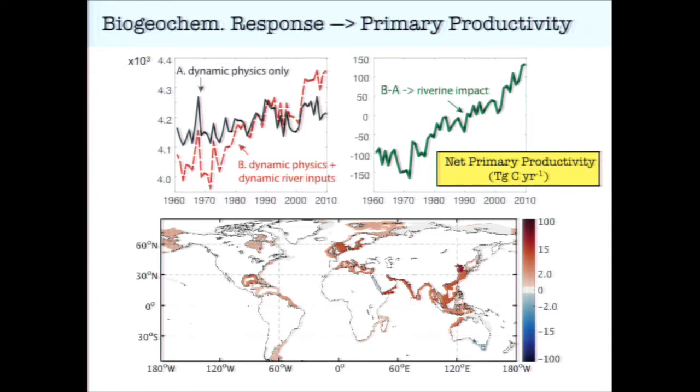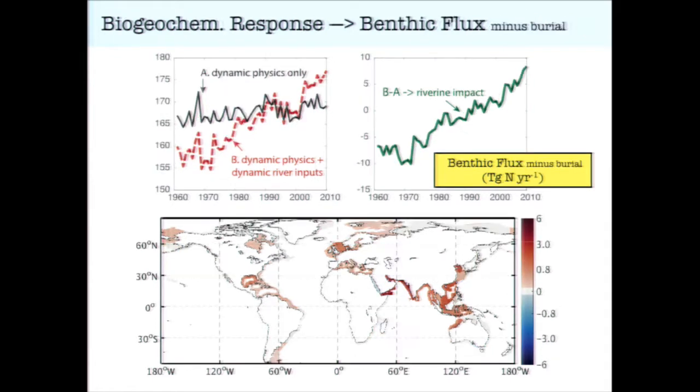And here we can see that on the bottom, besides the system I was just talking about, Southeast Asia and the Arabian Sea really stand out. So those are the systems very sensitive to the primary production change, very sensitive to changes in the river loading.